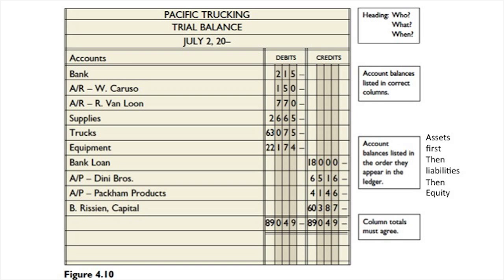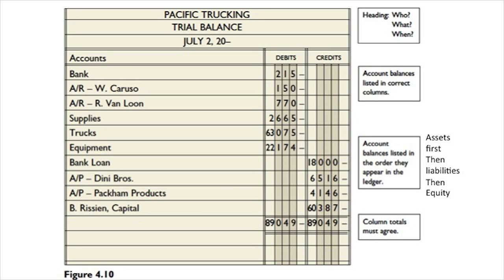Account balances are listed in the correct debit or credit column. Also notice that no dollar signs are required. Accounts are listed by assets first, then liabilities, and then equity accounts. This is the same order as accounts are usually listed in the ledger.